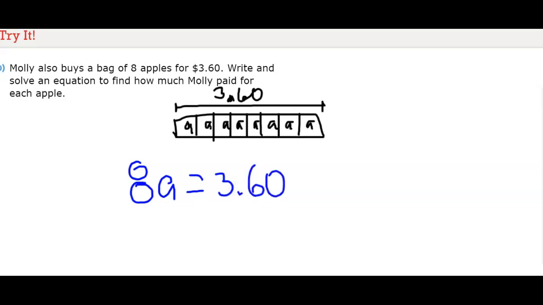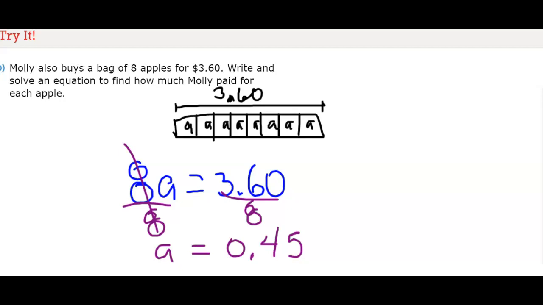And so the inverse of multiplication is division. So we're going to divide both sides by 8. And writing it as a fraction like I'm doing now is the same as division. So A is by itself now. $3.60 divided by 8 is equal to 45 cents. So she paid 45 cents for each apple.